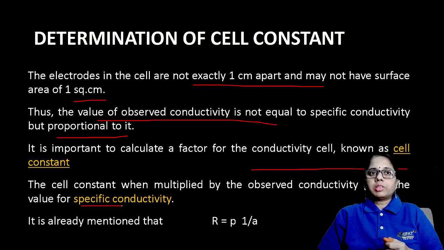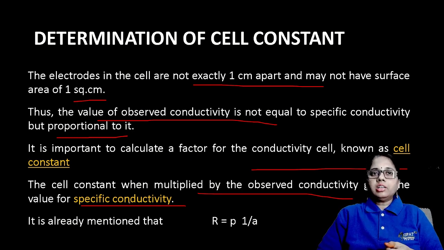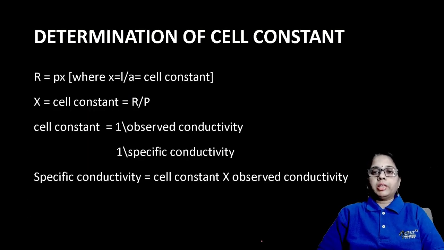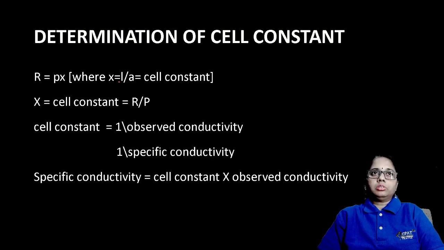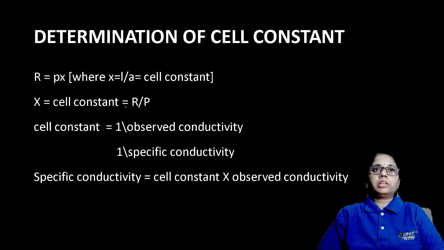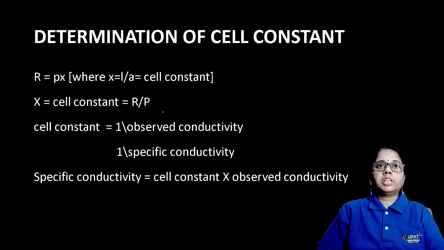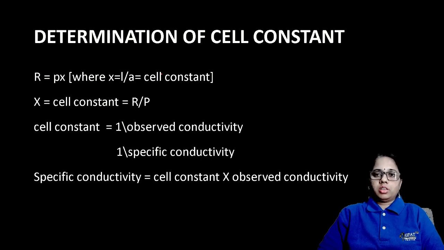So the cell constant, whatever it is, we need to determine. It is multiplied by the observed conductivity value to give the specific conductivity. That is mentioned as R equal to rho into L by A, not 1 by A. Here they have written R equal to rho into X, so don't get confused whether it is P or rho. Just focus on what it actually is.